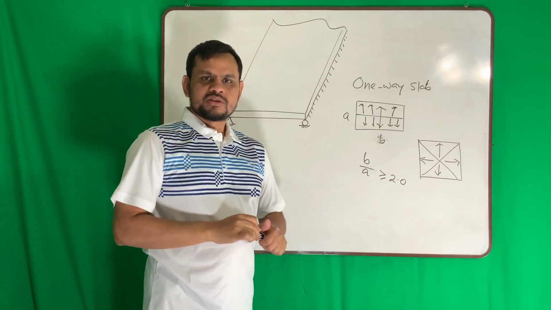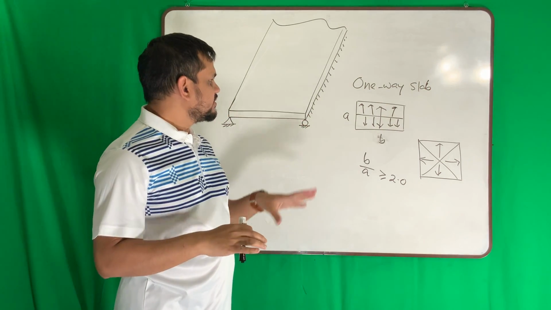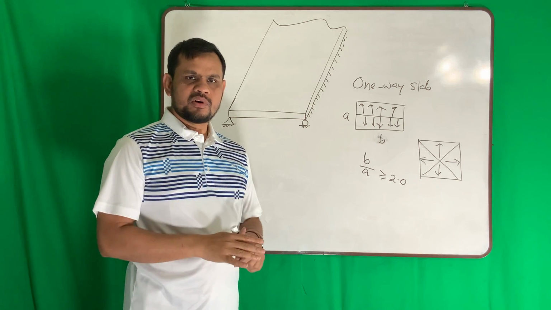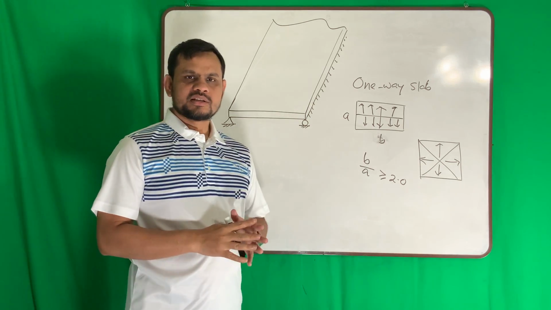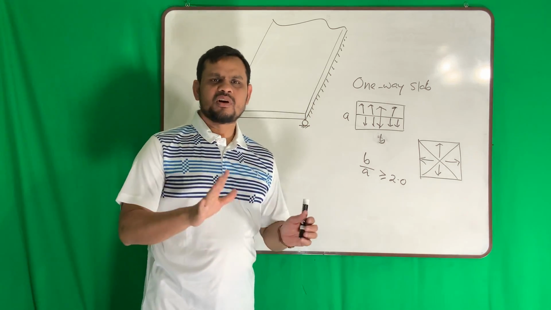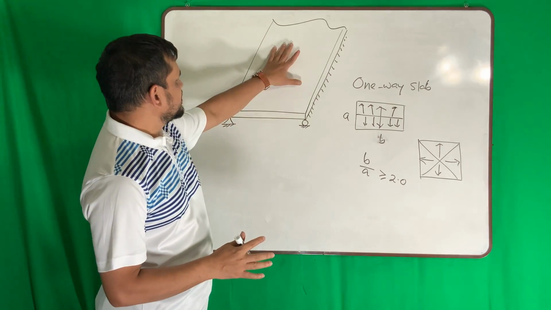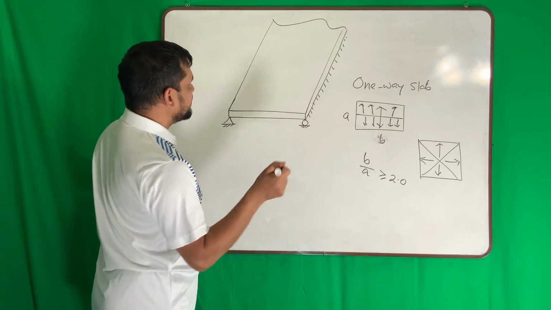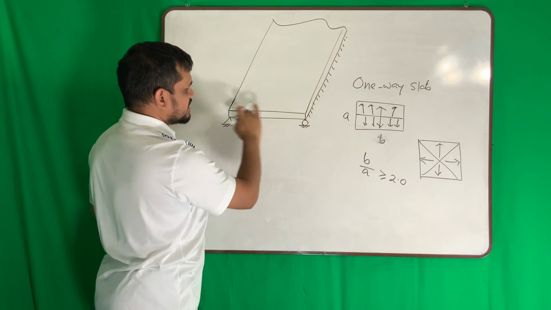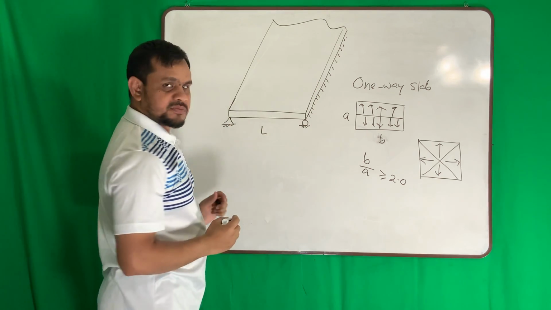One-way slab. In fact, in this video lecture, I will not design any one-way slab. I will discuss some knowledge on one-way slab. So this is a one-way slab. This side is longer, this side shorter. So this is my span L.